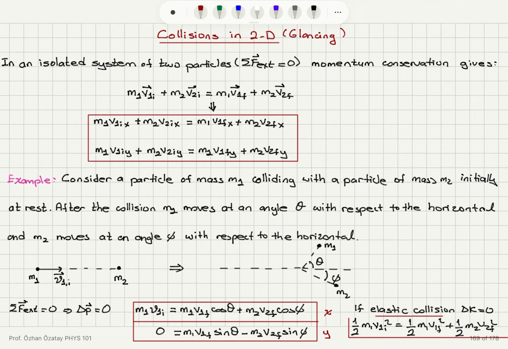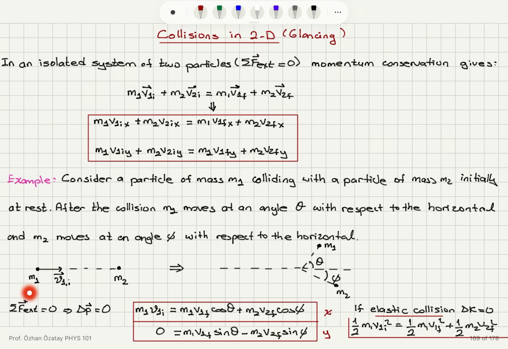Now let's consider an example. A particle of mass m1 colliding with a particle of mass m2 initially at rest. So m2 is at rest, m1 is moving towards m2 with an initial velocity v1 initial. After the collision, m1 moves at an angle theta with respect to the horizontal, and m2 moves at an angle phi with respect to the horizontal.